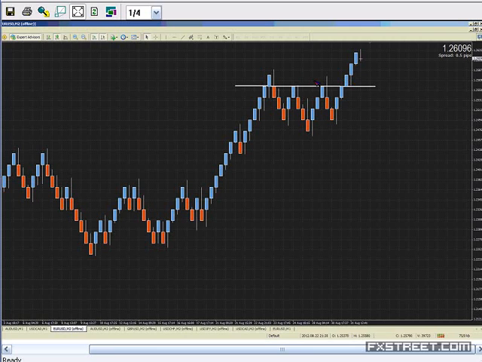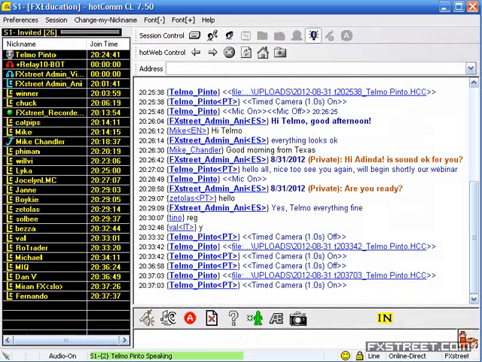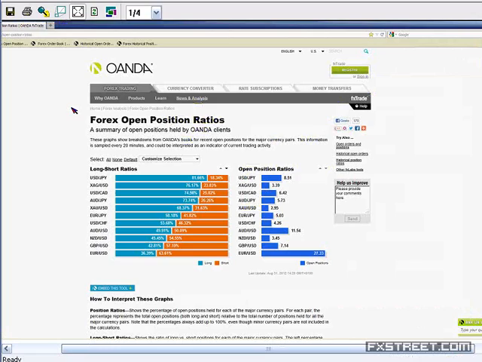That was the major break from the last pivot. Now we have this, so we're going to the other platform, we're going to Oanda. Unfortunately, I can't have the two screens open, but it's okay.